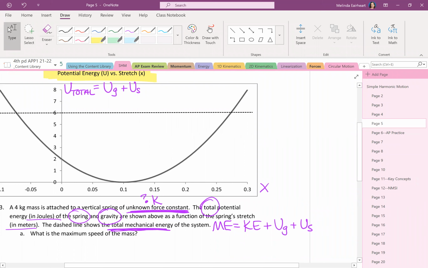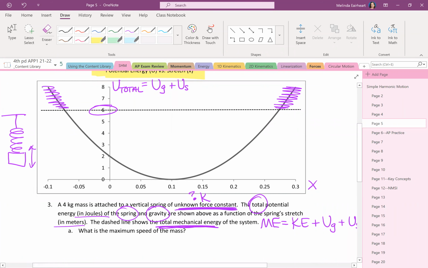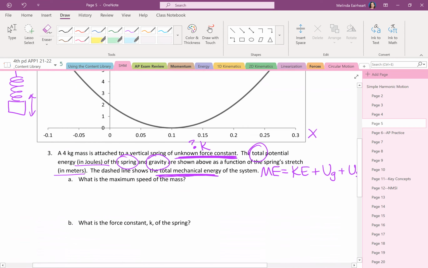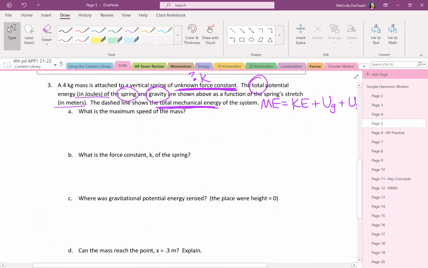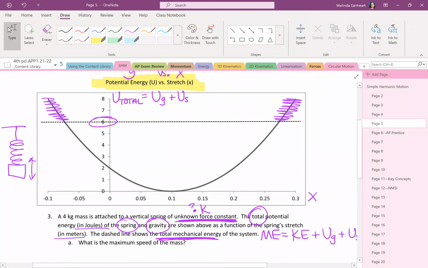But there's parts of the graph that go up to 7 joules, 8 joules. Is that possible based on what they've told us? The total is 6, designated by the dashed line. And so basically we get to ignore anything above the 6 joules, okay? Now, before I answer questions, what's the max speed? What's the force constant, spring constant? And then the others, let's spend some more time getting to know the situation.